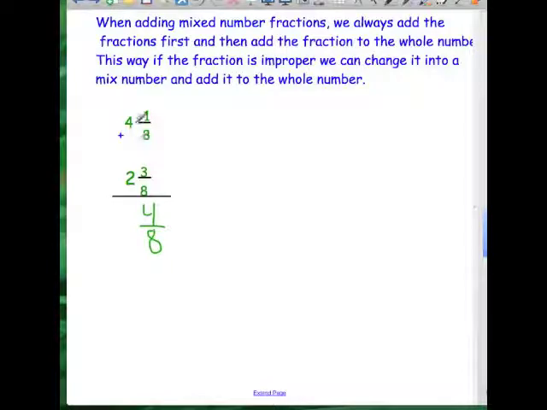And now we're going to add our number part. So 4 plus 2 is 6. And there's our answer for that. You can also write it as 6 1/2, as we know that 4 is half of 8.